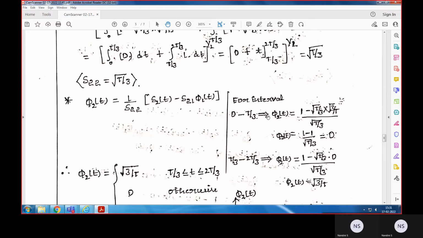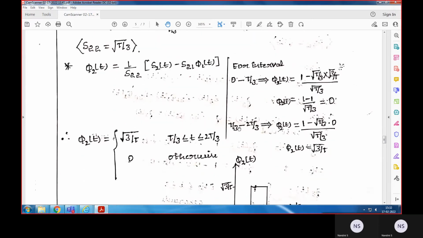So for the interval 0 to t by 3, phi2 of t equals 1 by S22, where the S22 value is root of t by 3, and 1 minus root of S21, which is root of t by 3. Phi1 of t exists for the interval 0 to t by 3, so it is root 3 by 2. So here the root t cancels, root 3 cancels, 1 minus 1 is 0. Phi2 of t value is 0 for the interval 0 to t by 3.